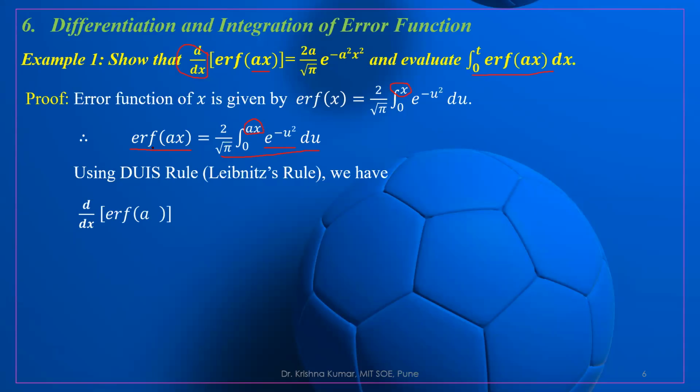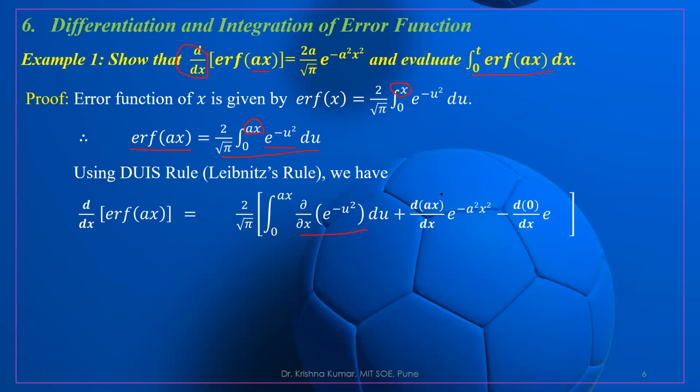So what is the derivative of erf(ax)? It is 2 upon root pi, integration under the limit 0 to ax of the partial derivative of e to the power minus u square, plus the derivative of the upper limit times the value of the function at the upper limit, minus the derivative of the lower limit times the value of the function at the lower limit. Now, what is the derivative of e to the power minus u square with respect to x? Clearly u and x are independent, so this part will become 0, and this part will also become 0. So we have this part.